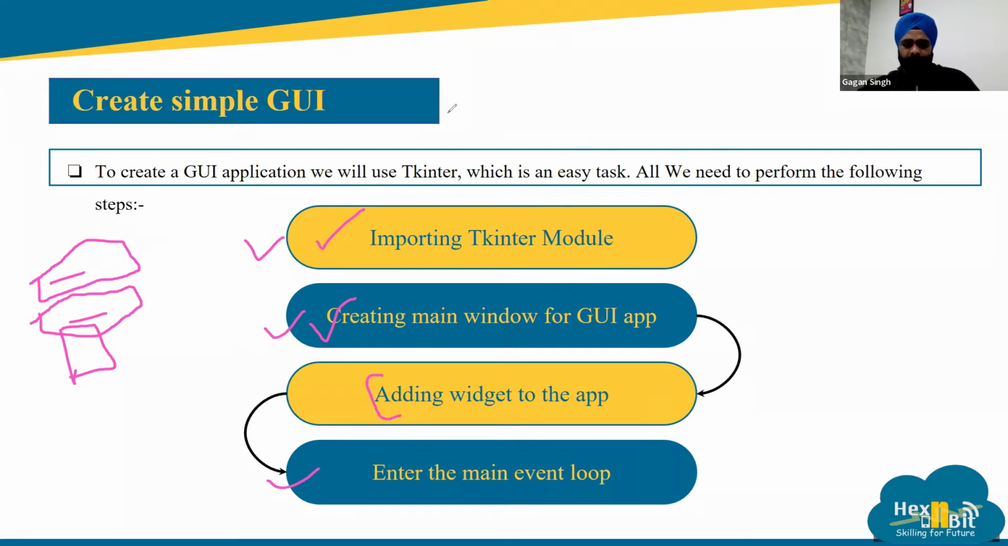So coming back to the topic, the third point is the main point where you need to take selective widgets which are going to affect your app. Then entering the main event loop is the last part, which means you just need to write the command.